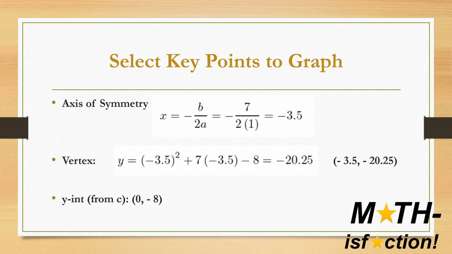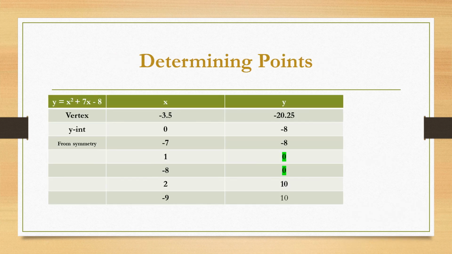Proceeding from there, I can readily find the y-intercept looking at the c value. So plot the point 0, comma, negative 8, because the c value is negative 8. With symmetry, I know that negative 7, comma, negative 8 is also a point on the graph. That point is symmetrical to the y-intercept.